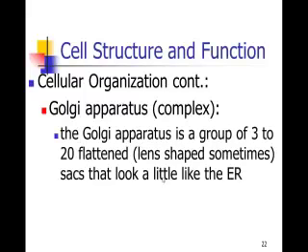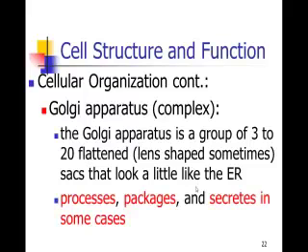The Golgi apparatus sort of has a shape like a lens, sort of curved a little bit, and there are a number of these sacs that vary in number, 3 to 20 on average, and they look a little bit like the endoplasmic reticulum. But it has three really important functions. It processes materials from the endoplasmic reticulum, it packages them, and then in some cases it secretes what the endoplasmic reticulum formed.